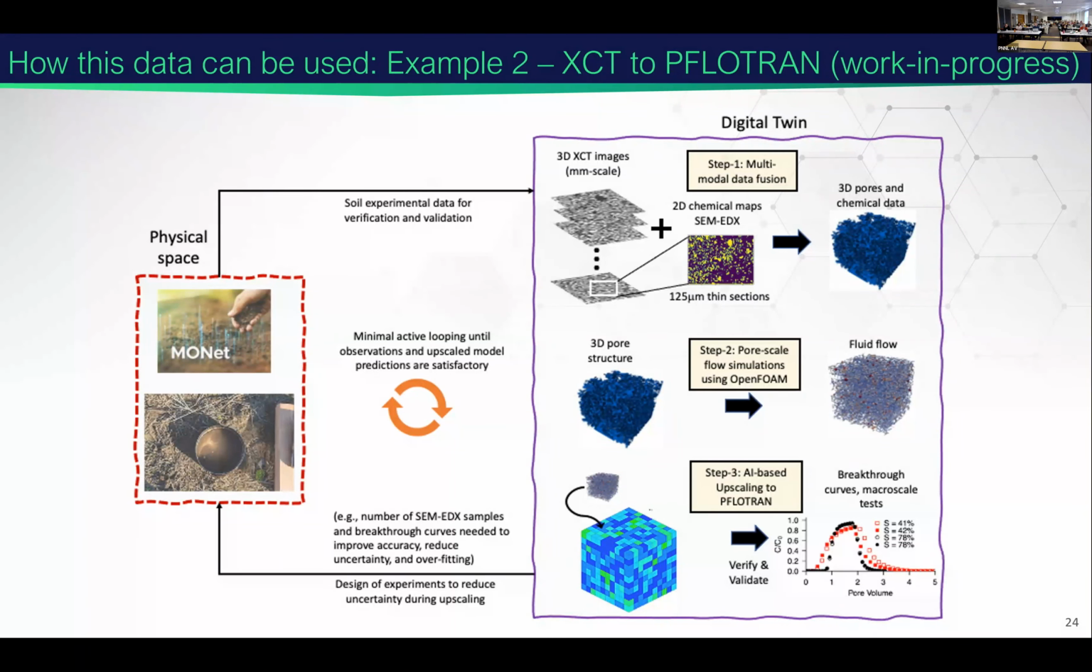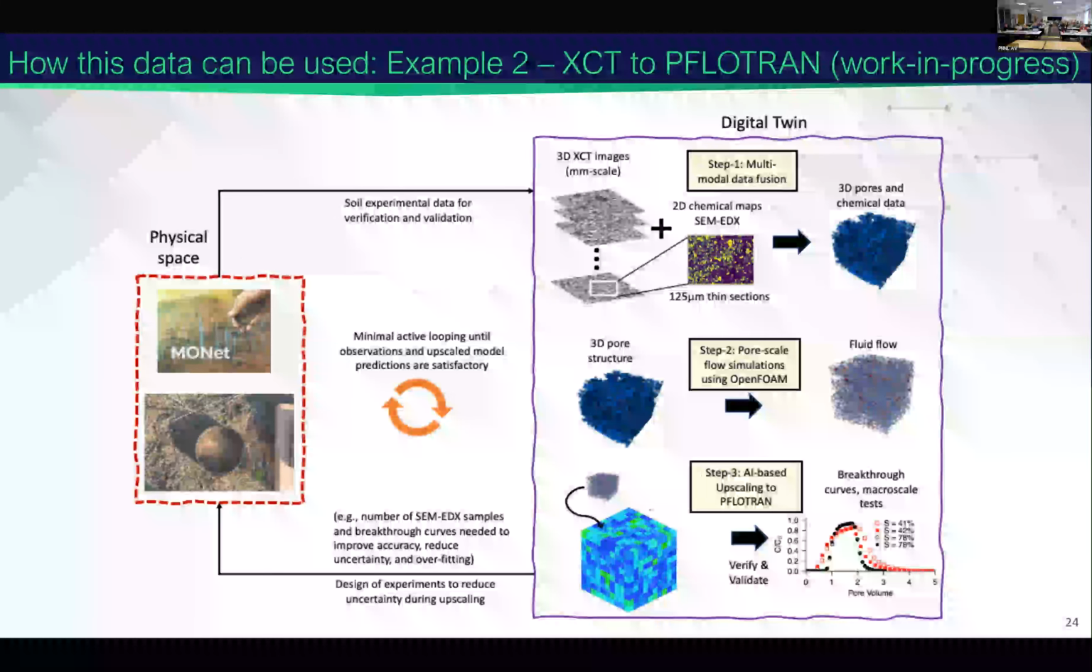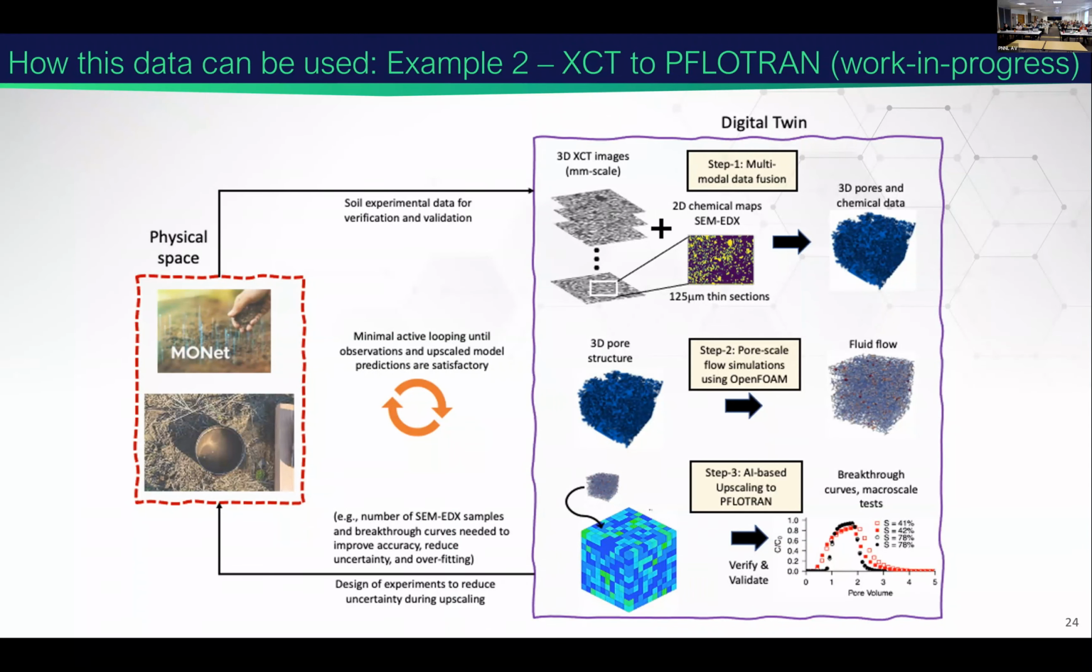Since OpenFOAM simulations are very computationally expensive, let me give an understanding of the type of modeling we do. So for the 3D XCT images, each image is anywhere around 1000 by 1000 pixels, and you have 1000 slices. So that's like 1 billion voxels, so 1 billion mesh cells if you want to entirely resolve that XCT image. And SEM-EDX is at a much higher resolution, around 1400 by 1400, which is more than 3 million pixels.